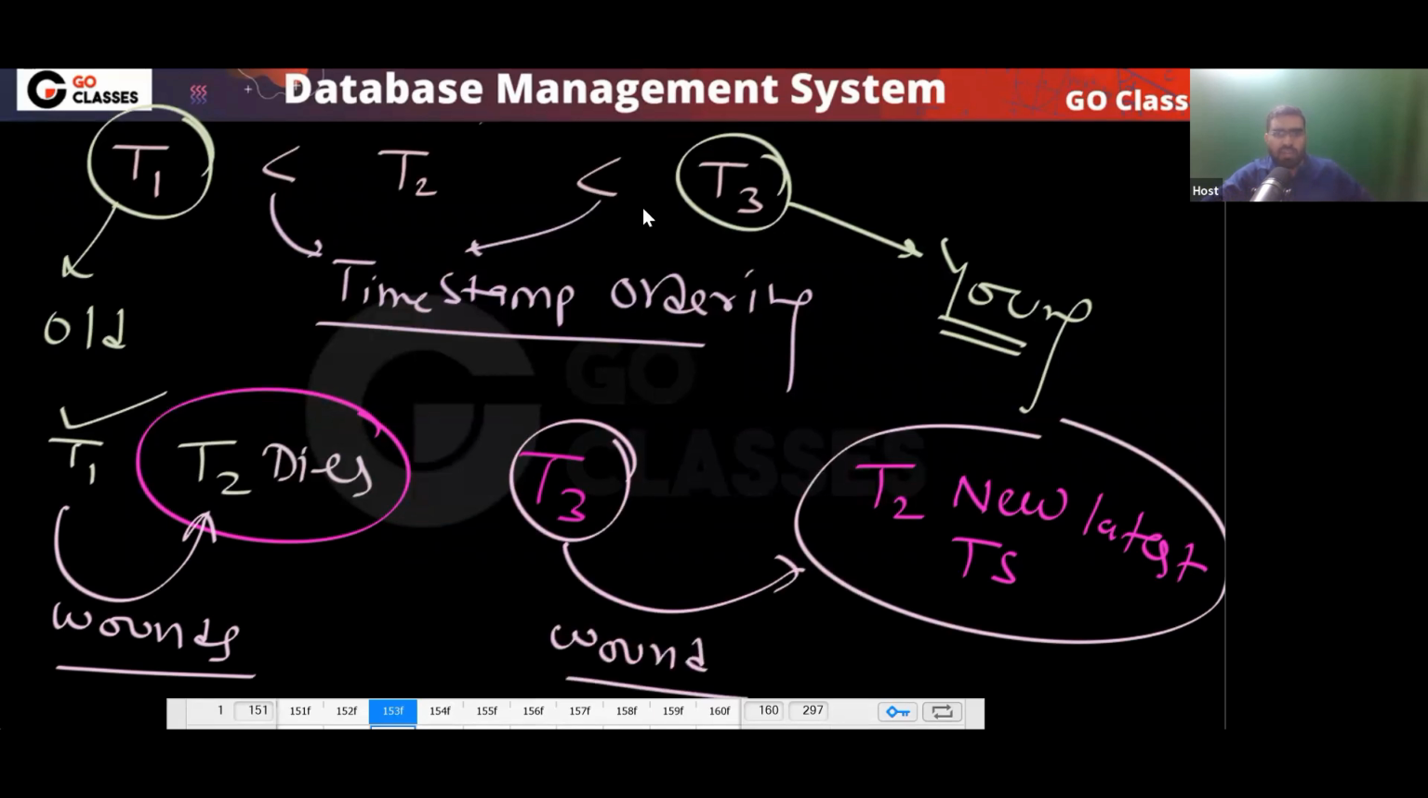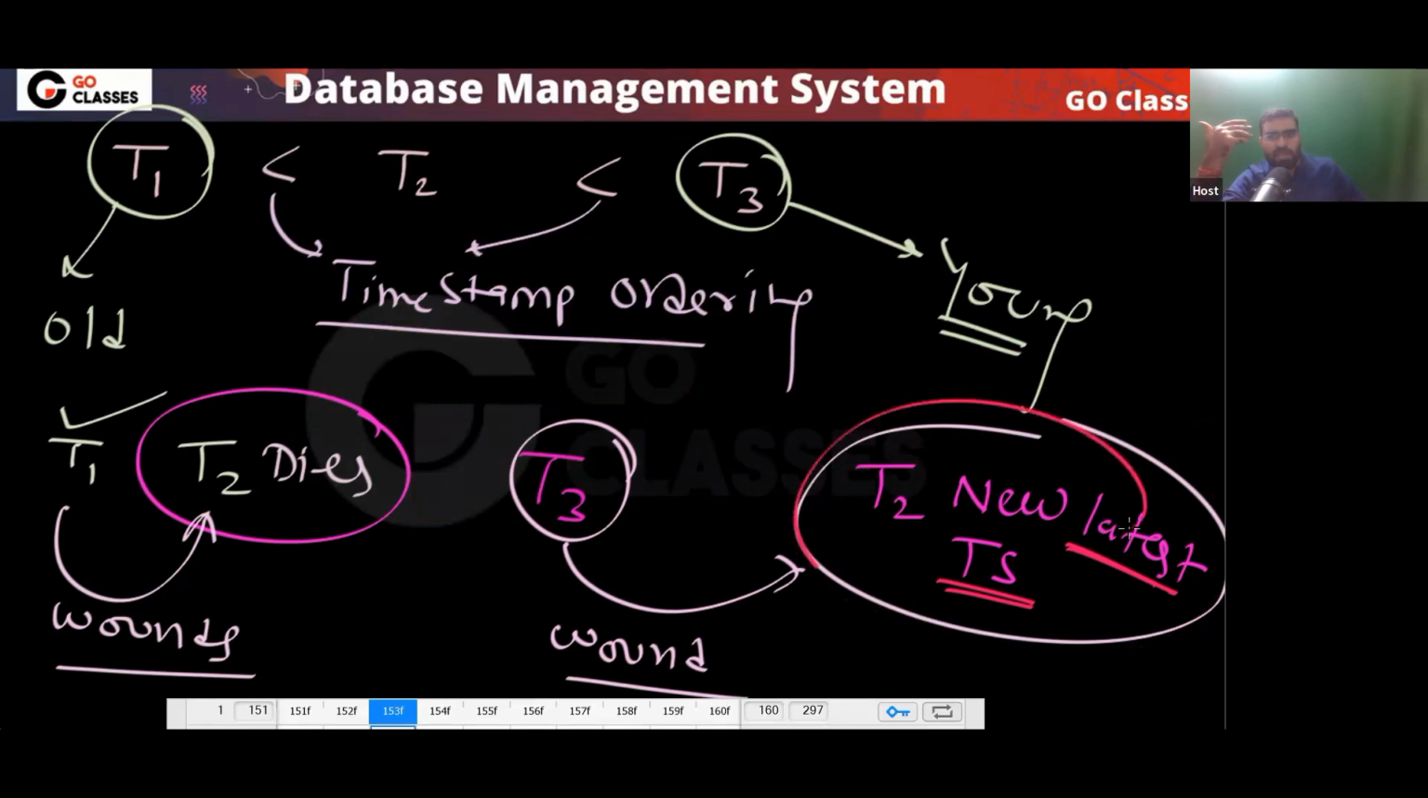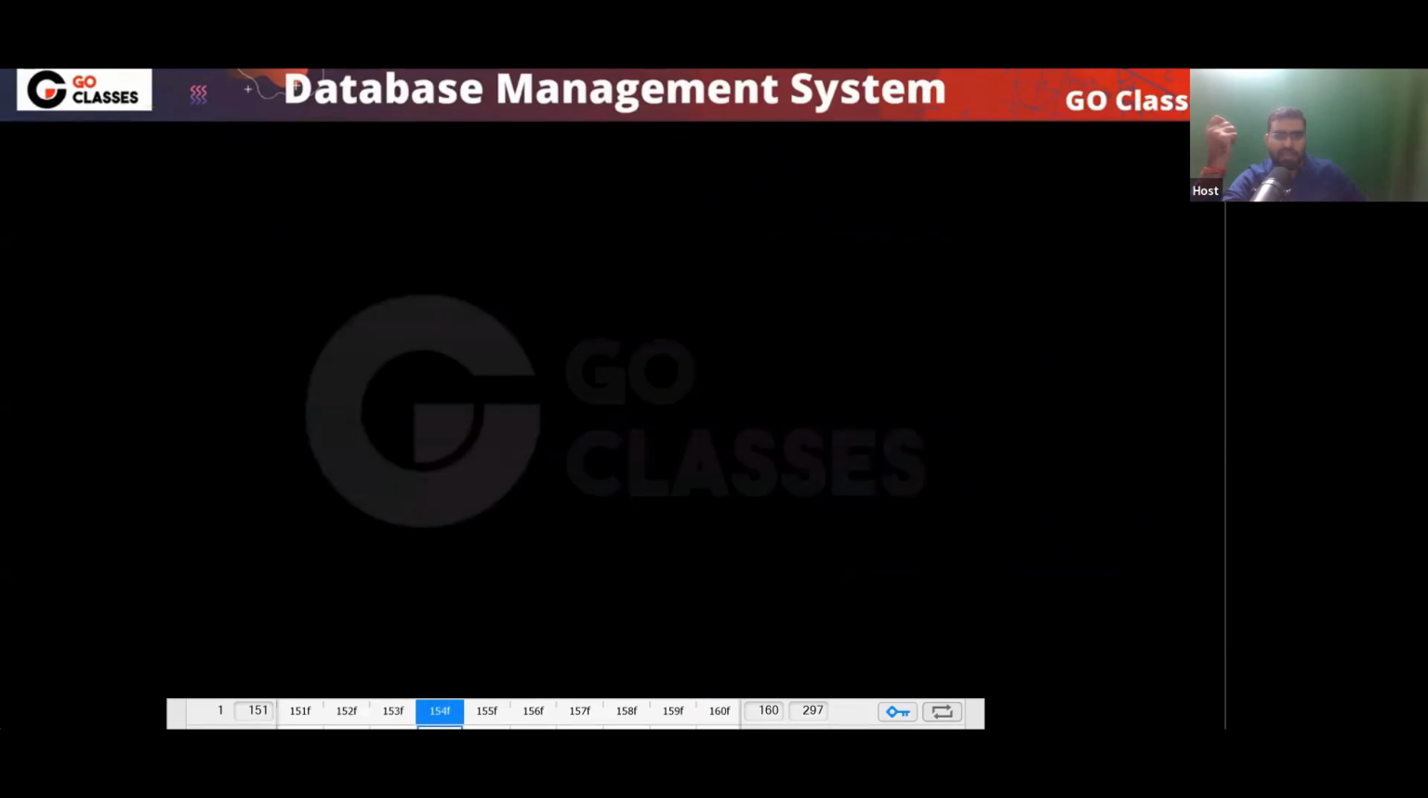So are you getting this point? If you keep giving T2 a new, latest timestamp, it will keep becoming younger. Yes or no? So it will keep aborting, it will keep rolling back. So definitely starvation will be there. In this situation, starvation will be there. Are you getting my point?